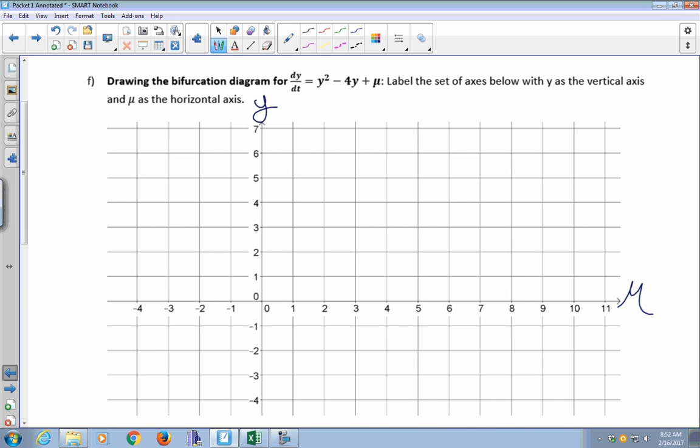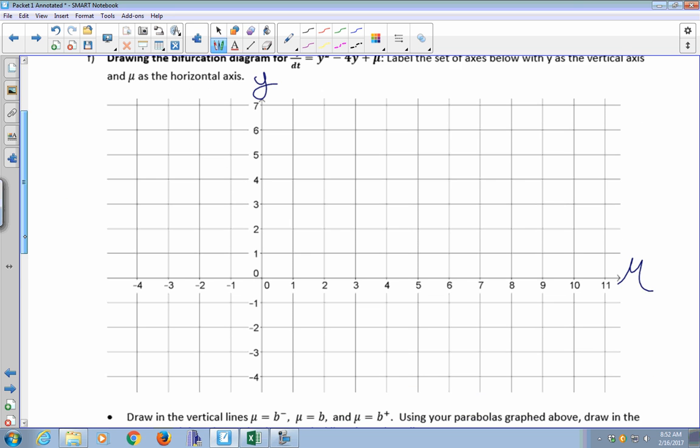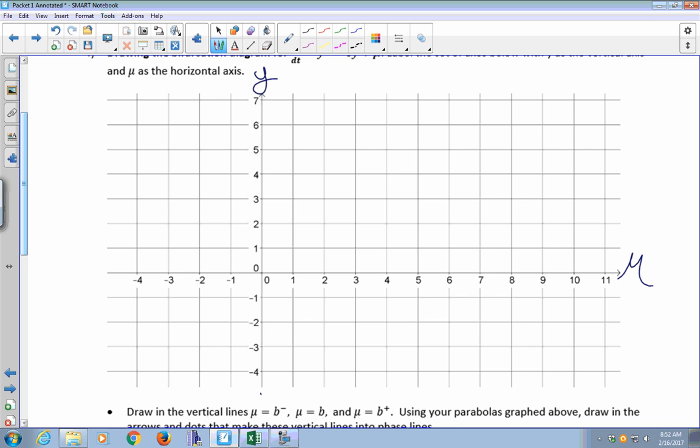So for mu equals 0, we already did a phase line, right? I sketched it over here. My equilibrium points were at 0 and 4, and it went up, down, up. Okay, so I'm going to draw that one first at mu equals 0. So that's this guy right here. Mu equals 0. Equilibrium points at 0 and at 4, and it went up, down, up. And then I also have specific information for 3, 4, and 5. Those are the graphs I drew.